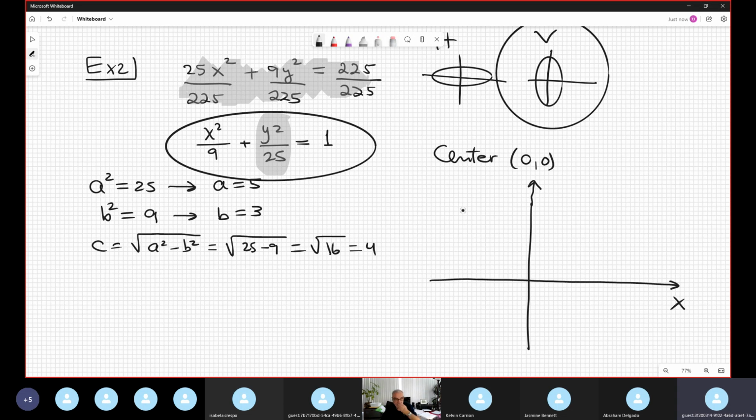My ellipse has the major axis lying on the Y axis, and what distance A? It was 5. So 1, 2, 3, 4, 5 here, 0,5, and 1, 2, 3, 4, 5, 0,-5. And the minor axis is 3, so it's opposite, in the x-axis. 1, 2, 3. The endpoints of the minor axis are 3,0 and minus 3,0.